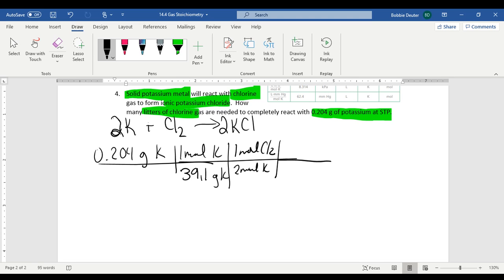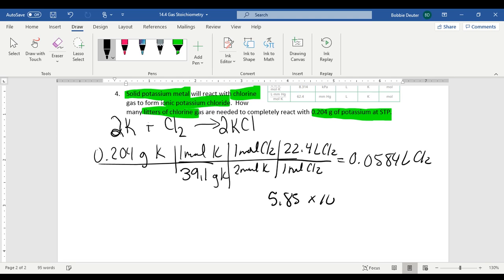From here, yep, you got it. Avogadro, 1 mole of Cl2 is equal to 22.4 liters of chlorine. Multiply across the top, divide by the bottom, and you're going to get 0.0584 liters of chlorine gas, which would be 5.85 times 10 to the negative second liters of Cl2.